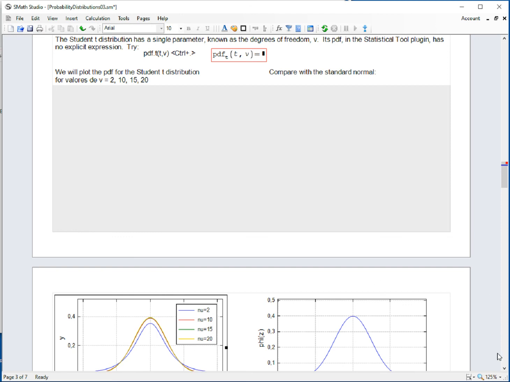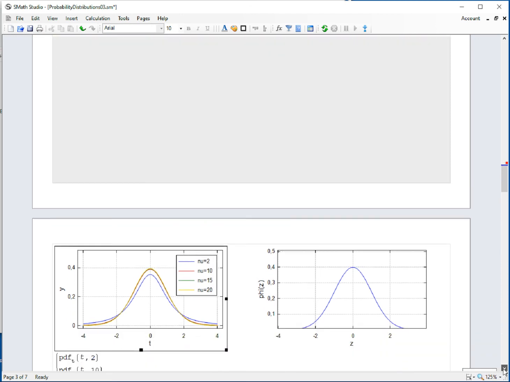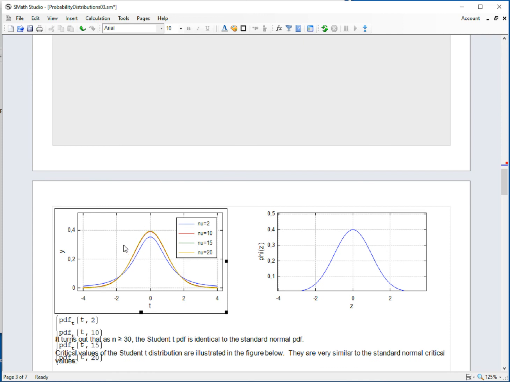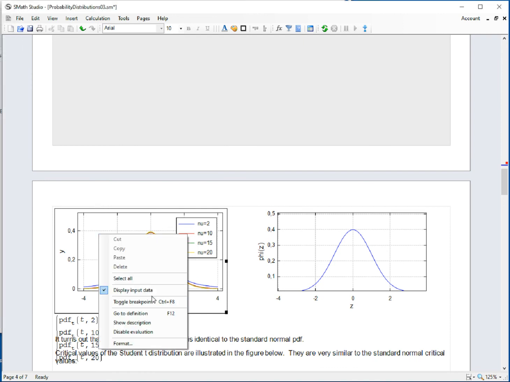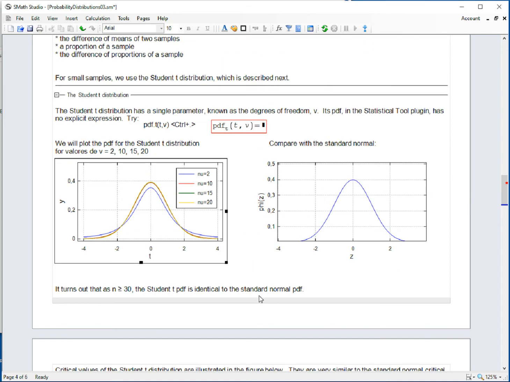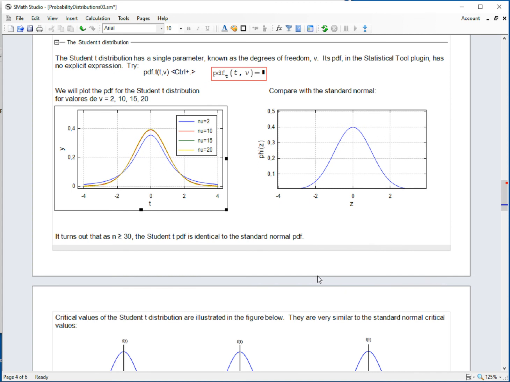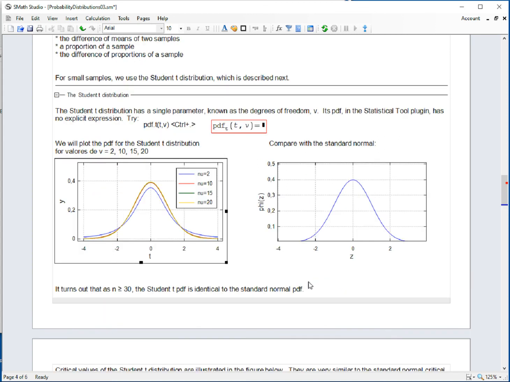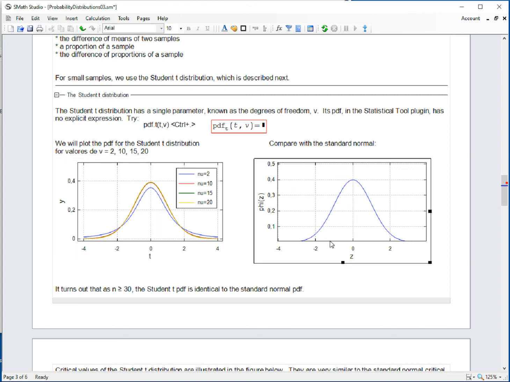there you go. For different values, as I show here, close the display input data, you get that symmetric shape, and it turns out that as nu grows, the student t distribution is getting closer and closer to the standard normal. So the value of 30 is kind of a limit. Below 30, you have small samples, you use student t. After 30 elements, you use this standard normal distribution.